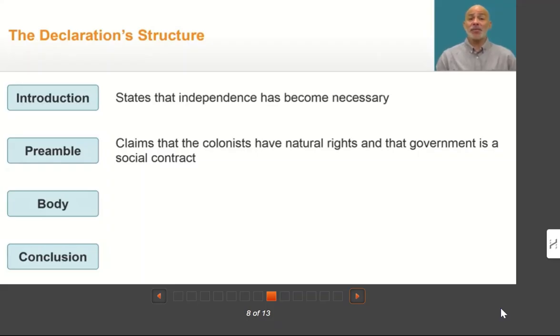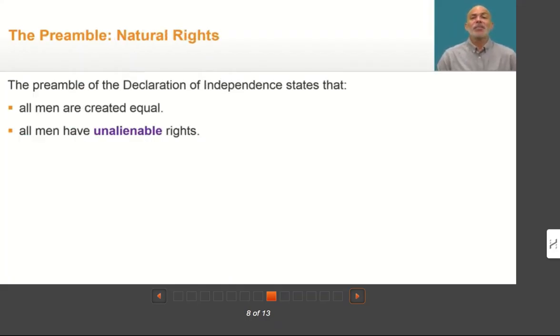The next part of the document is the preamble. It claims that the colonists have natural rights and that government is a social contract. Remember, Locke says that the social contract is when people give government its power to govern in exchange for protection. The preamble identifies these key principles that all men are created equal and that they are born with unalienable rights. The word unalienable means impossible to take away or give up.